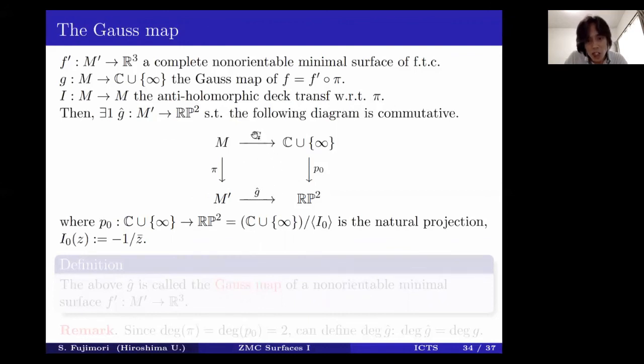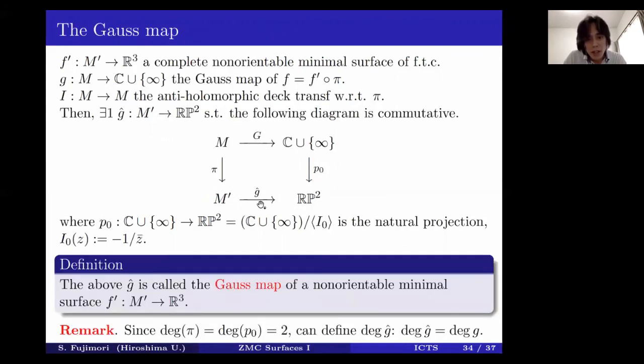I'm sorry, this G is small g. This should be small g, not capital. So in such a way, where this P naught is a natural projection. Okay. And in this way, we can define the Gauss map of a non-orientable minimal surface. And since both pi and P naught have degree equal to 2, one can define the degree of this G hat as degree G hat equals degree G. Right? I'm sorry, this is G, small g.